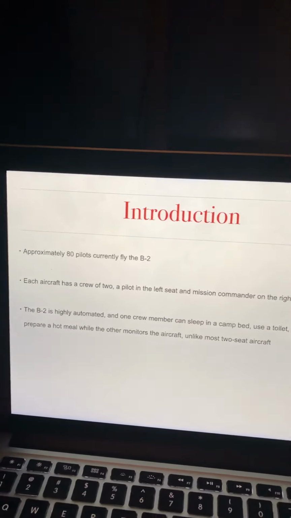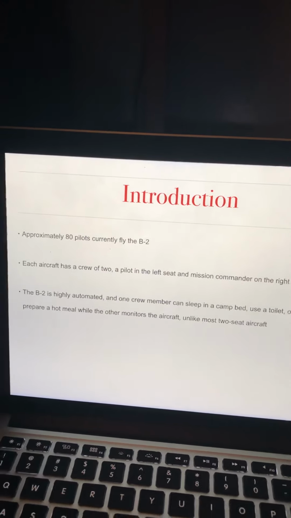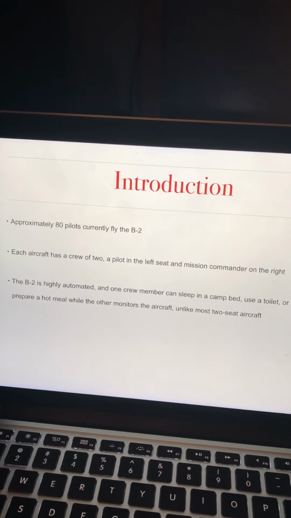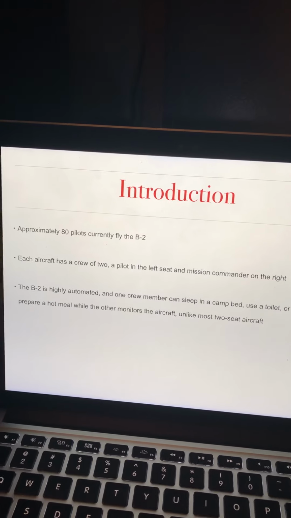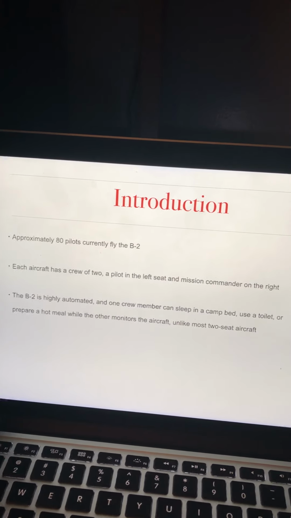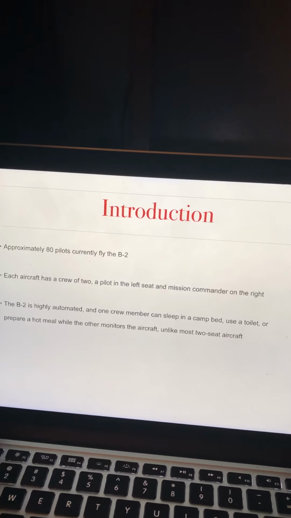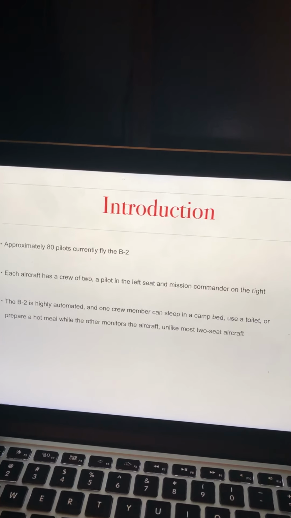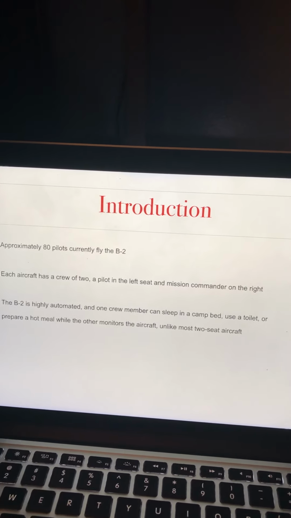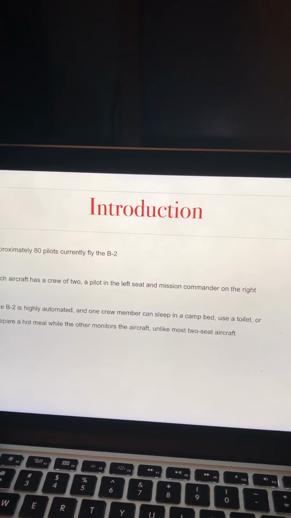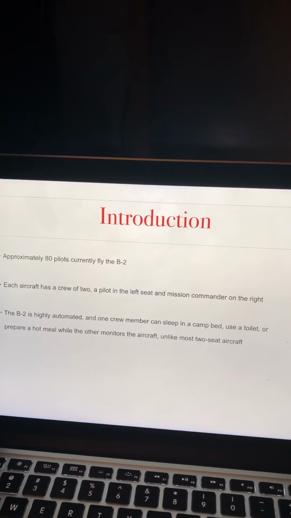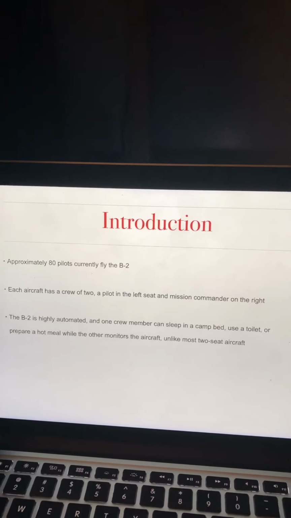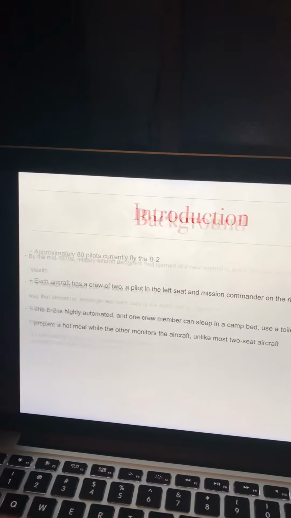There are approximately 80 pilots currently flying the B2. Each aircraft has a crew of two, the pilot in the left seat and the mission commander on the right. The B2 is highly automated, so one crew member can sleep in a camp bed, use a toilet, prepare a hot meal, or take a nap while the other pilot monitors the aircraft, unlike most aircraft where you need two pilots actively working at the same time.